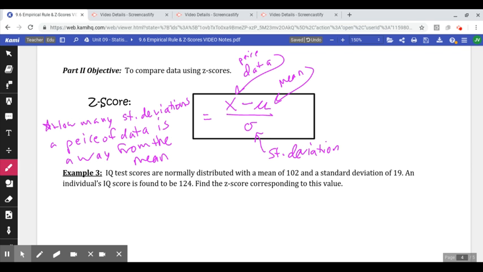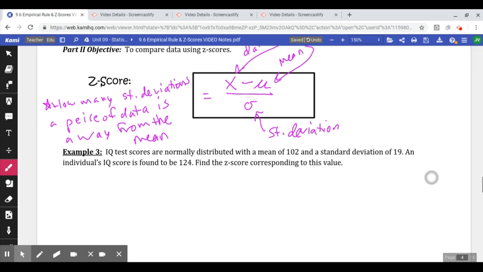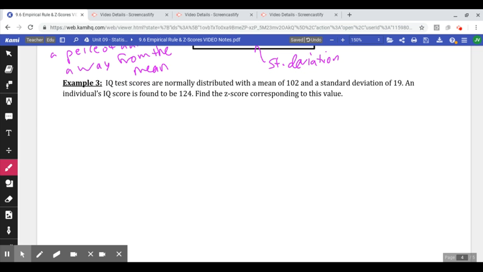Let's see how this happens in an actual example here. So we've got example 3 where the IQ test scores are normally distributed. That's good for us to know. We can use standard deviation now, with a mean of 102 and a standard deviation of 19. Those pieces of information are going to be important. The mean is 102, I'm just going to write that down to highlight it, and there's a standard deviation of 19. An individual's IQ score is found to be 124. So that's your x, or your data value right there. It says find the z-score corresponding to this value.